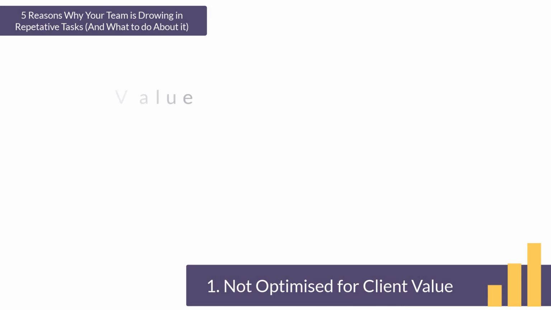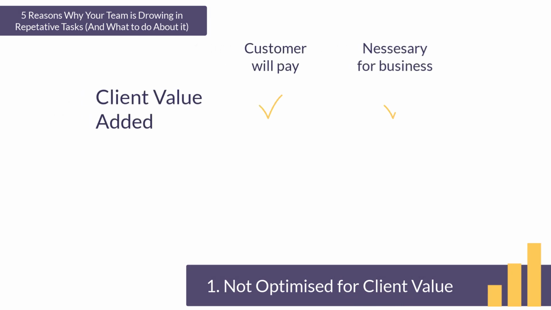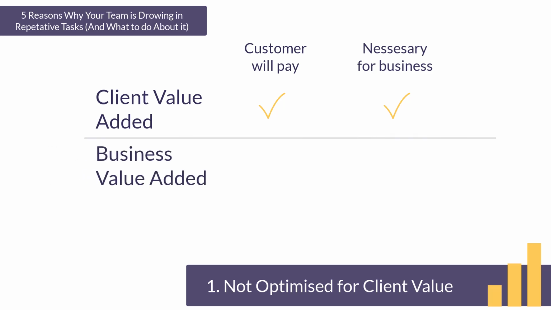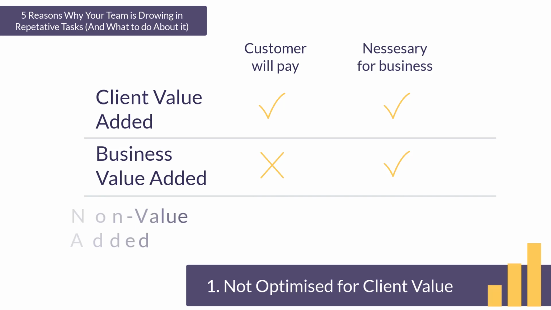Bucket 1, value-added activities, defined as activities that customers are willing to pay for. An activity that transforms the form, feature, feeling, or function of your deliverable. Bucket 2, business value-added activities. Customers aren't willing to pay for these, but they are necessary to run your business, like invoicing or legal things. And bucket 3, non-value added activities. They only add cost and time.